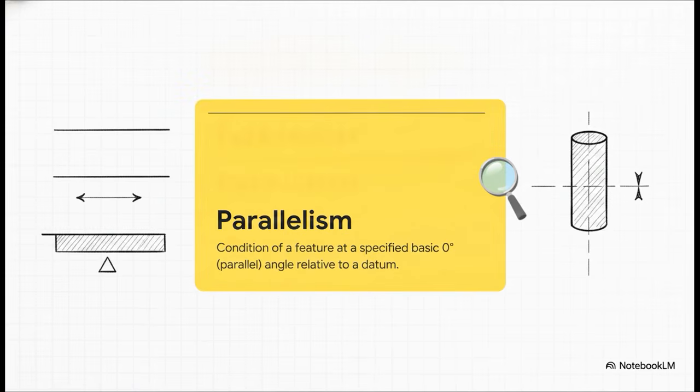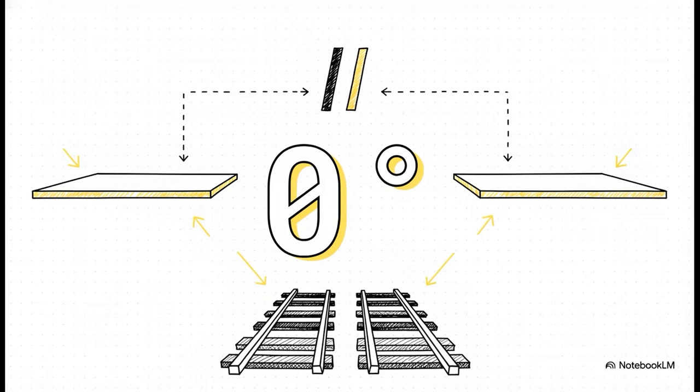Finally, we have the third symbol in our orientation trifecta, and that is parallelism. The standard defines this as the condition of a line element, surface, center plane, or axis at a basic 0 degree or parallel angle relative to one or more datum planes or axis. In plain English, it dictates that your feature has to remain completely equidistant from its reference base across its entire length. And just like perpendicularity completely owned the number 90, parallelism completely owns 0.